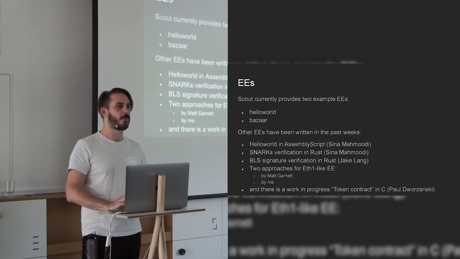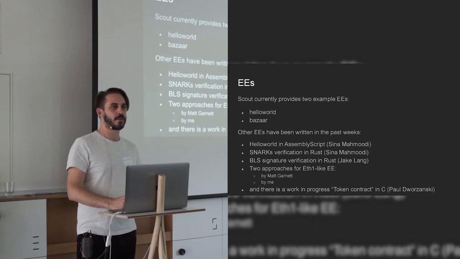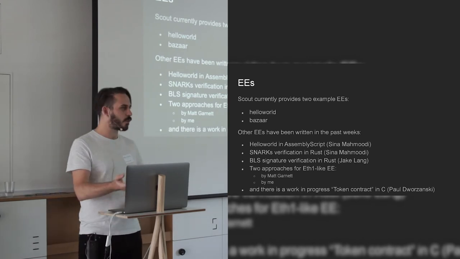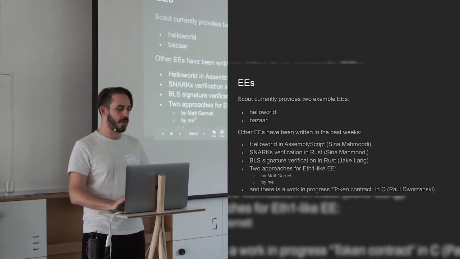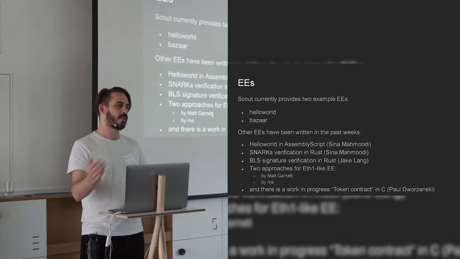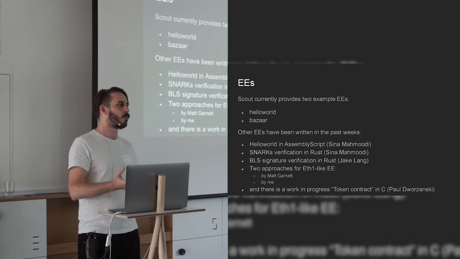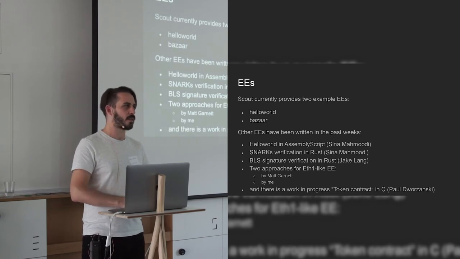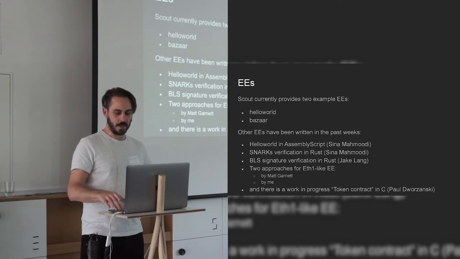And in fact, Paul has reminded me that he has written a C hello world example, but the output basically looked as if he had written it in WebAssembly text format. There's also SNARKs verification code in Rust, BLS signature verification, a token contract in C, and we have these two big pieces of work which we independently started, Matt from Consensys and me, and we hope to resolve it into a single project, but that is the Ethereum 1 execution environment implementation. So that is right now in Rust, and I think it's going to stay in Rust, because that's what most of the people on the team are working in.